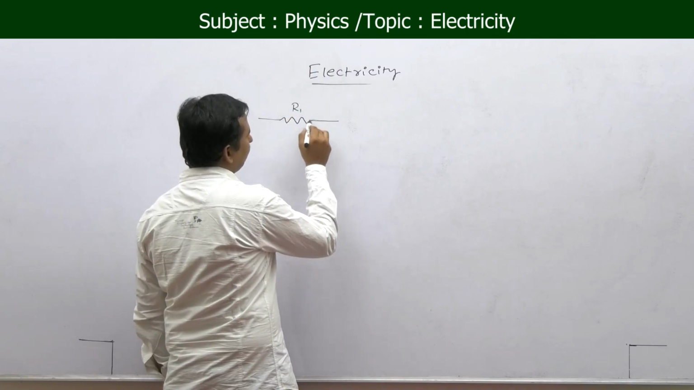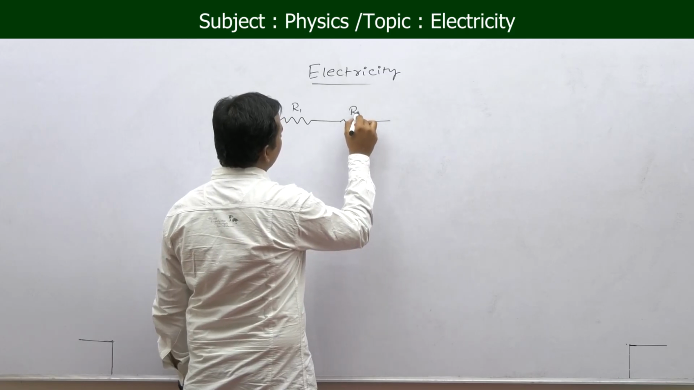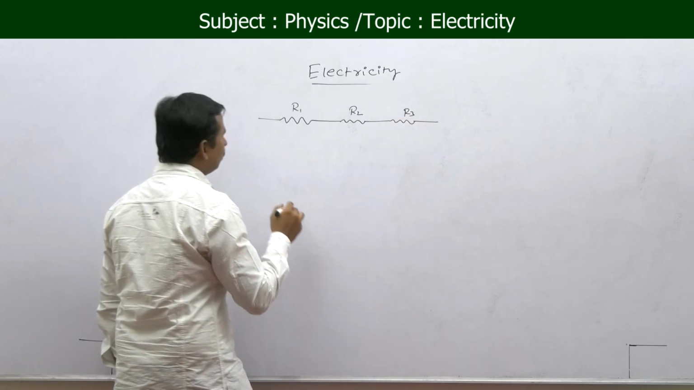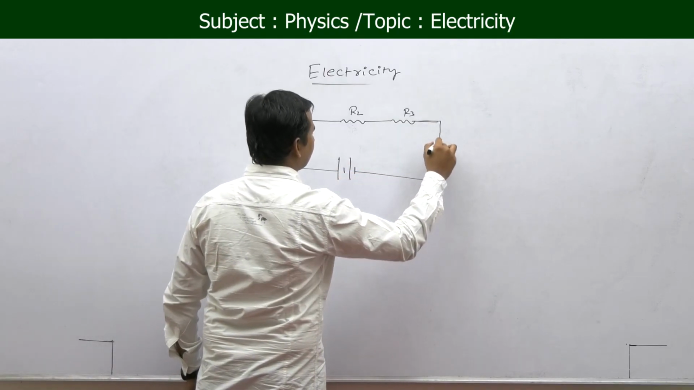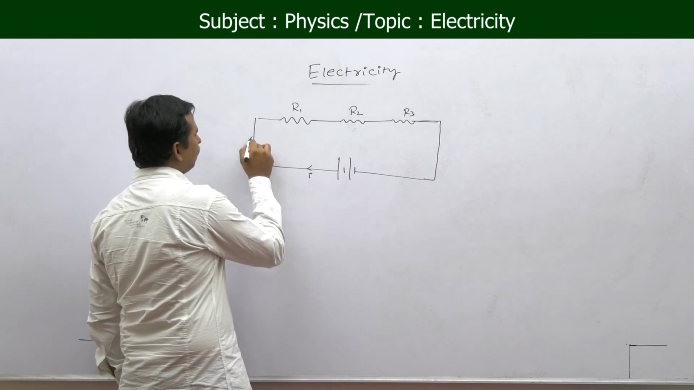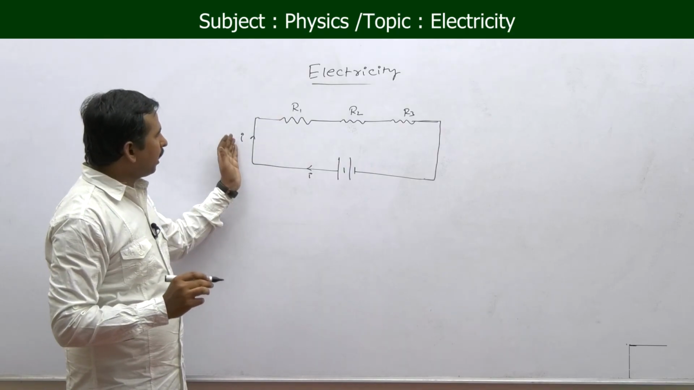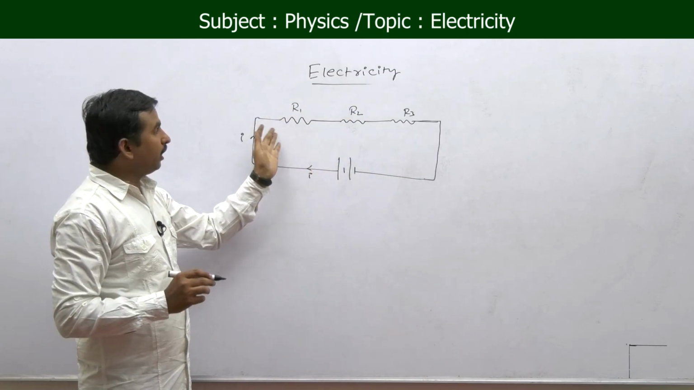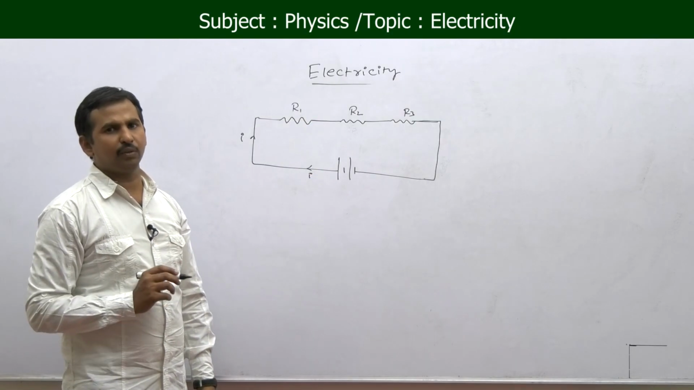Let us suppose I have a resistor R1 with resistance, another resistor with resistance R2, and a third one with resistance R3. Now all are connected to a battery like this. Now if you observe, when you connect the battery, current flows inside. Let us suppose I is the current that passes. The current I first passes through R1, next through R2, and next through R3. And we are taking three different resistance values: R1, R2, R3.